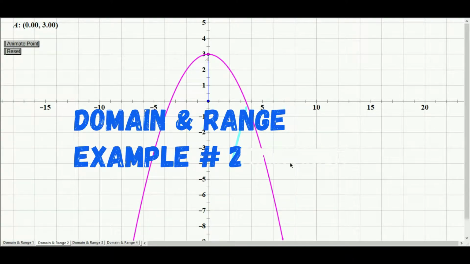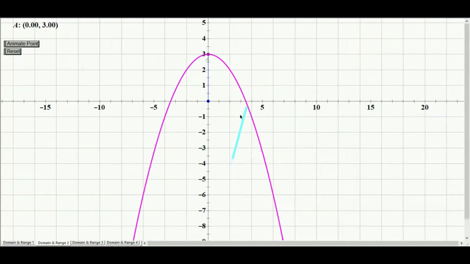This is a second example of finding domain and range from the graph. This is a parabola that we have here. So as we start to move this point along the graph again, we can see the blue dots appearing on the x-axis, showing us different domain values. We can see the red dots appearing along the y-axis, showing us the examples of the range values.